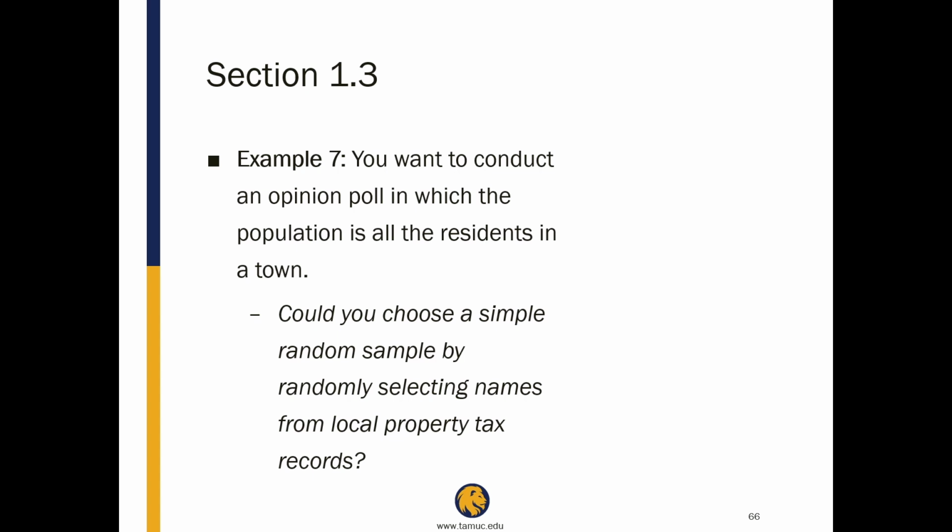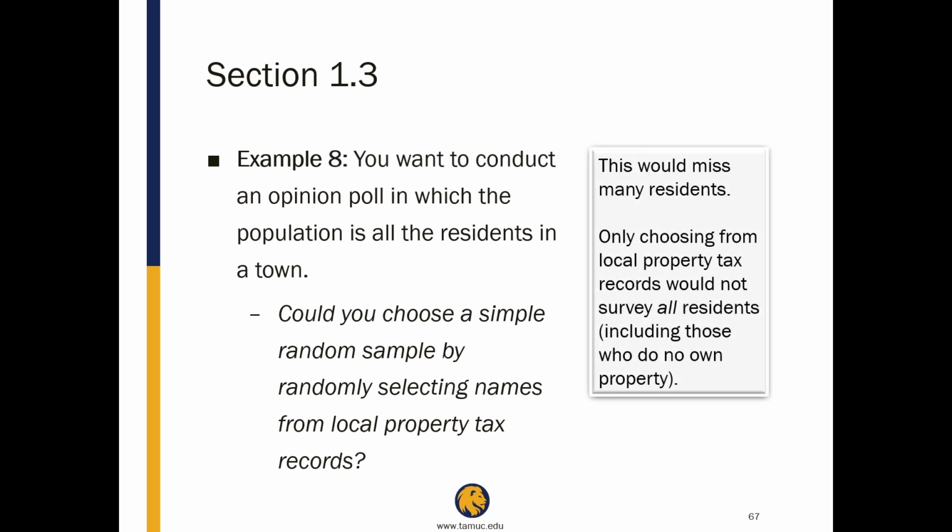But notice how they're only choosing from a selection, but it doesn't include the entire population of the town. So just using the property tax records, this is going to miss many residents in the town. Only those that own property would be possible to be selected, whereas people who don't own property, there would be no chance of them being selected. So this could possibly influence the outcome if the population being studied is supposed to be all residents in the town. It's not probably going to come out with a very representative sample.